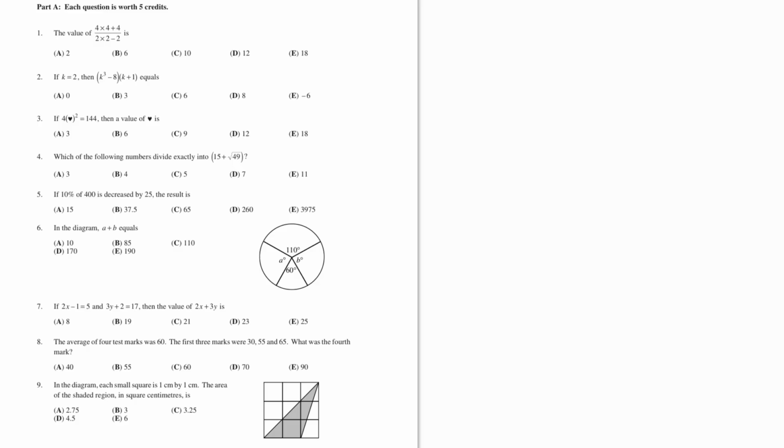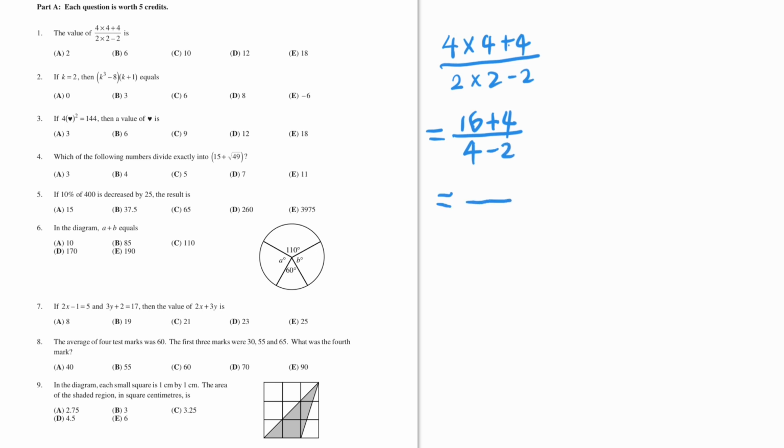Number 1. The value of 4 times 4 plus 4 over 2 times 2 minus 2 is 4 times 4 plus 4 over 2 times 2 minus 2 equals 4 times 4, 16, plus 4. 2 times 2, that's the 4, minus 2. 16 plus 4, that's 20. 4 minus 2, that's the 2. Cancel 2, equals 10. So the answer is C.